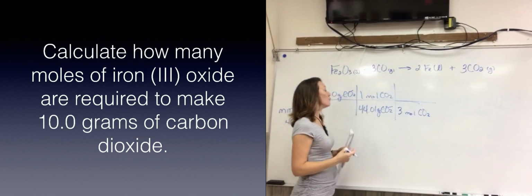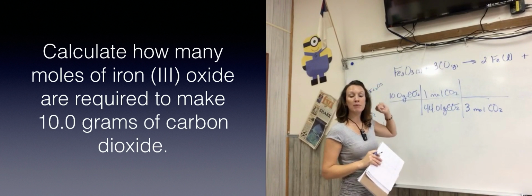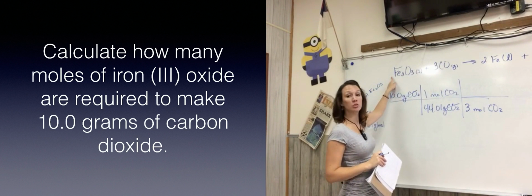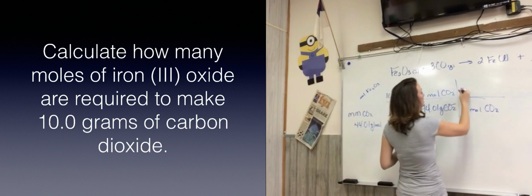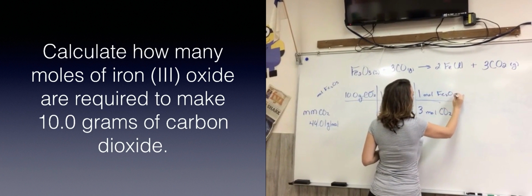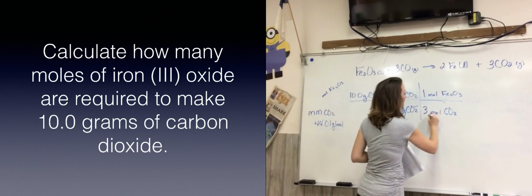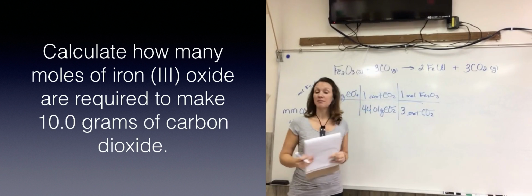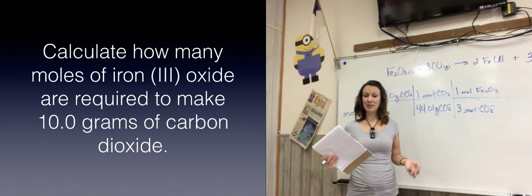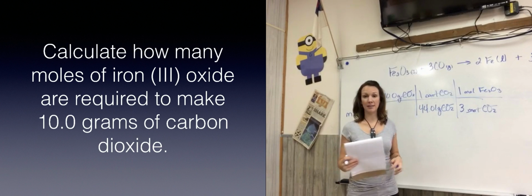And I need to end up with moles of iron 3 oxide on top. So I'm going to look at my balanced equation and see that I have an understood one coefficient out in front of it. So I'm going to have 1 mole of iron 3 oxide up on top. So my moles of carbon dioxide cancel out. I've reached my destination. Pretty easy peasy. So all I have to do here is go forward and just do the math.